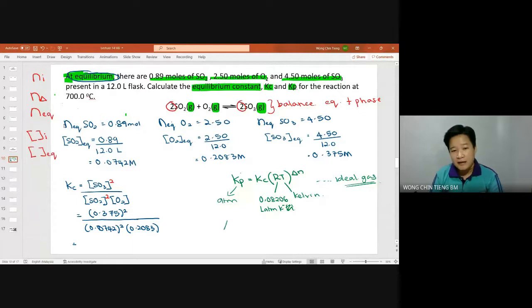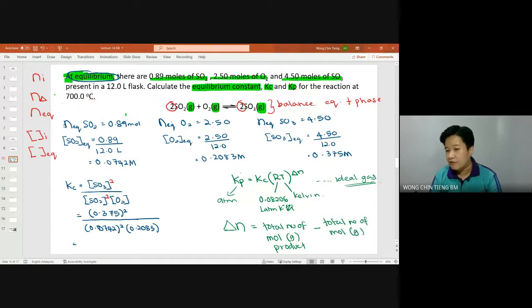And your delta N is the most important thing. Delta N is the total number of mole of gases in the product, hanya gas, minus the total number of mole of gases in reactant. So, bear that in mind, when I say the total number of mole, we are looking for the gas only. Okay, product minus reactant of the gas only.